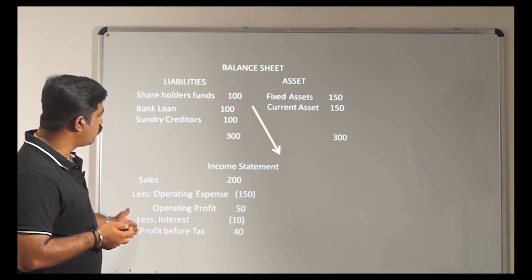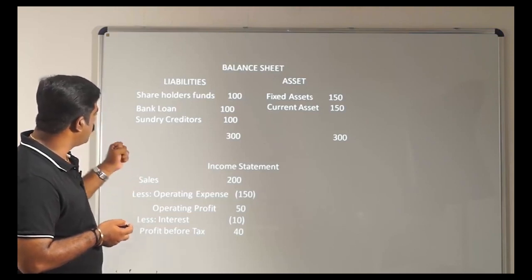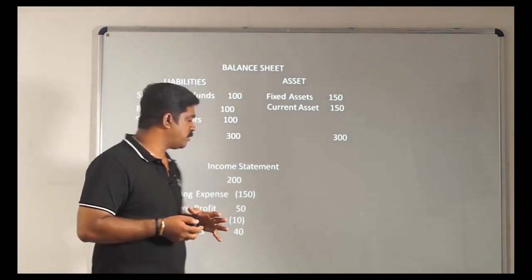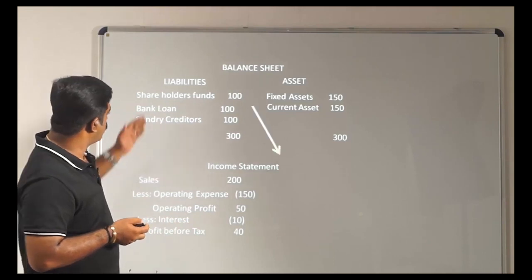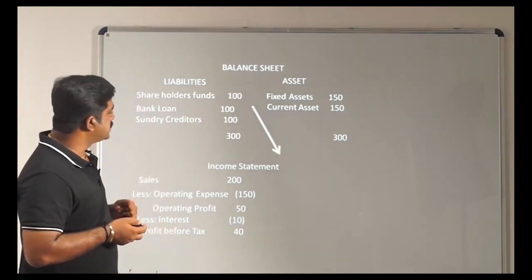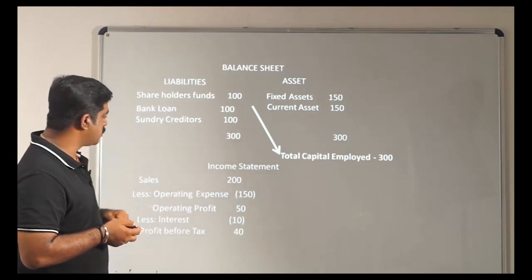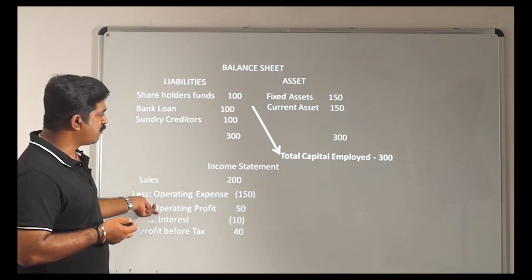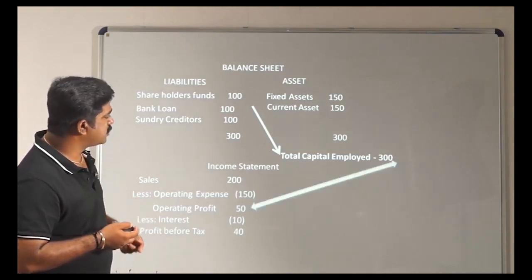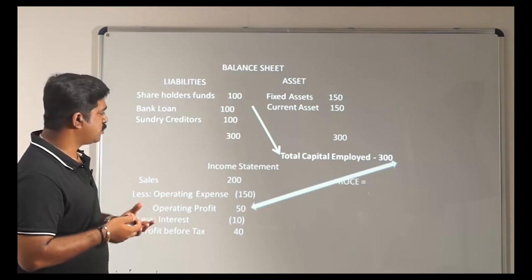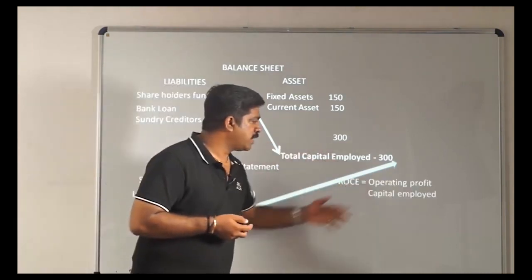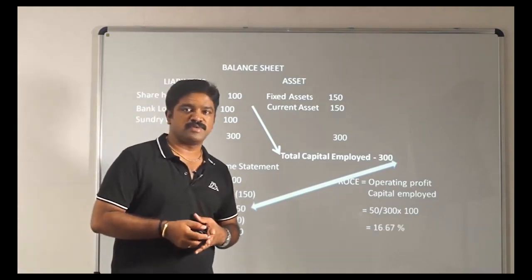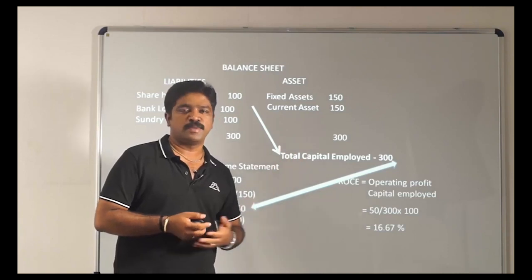Now if you want to find out the return on capital employed, you have to compare the operating profit with the total capital employed. So what is the total capital employed? If I add the three, it is my total capital employed, which is 300. And where is my operating profit? Here I have my operating profit, which is 50. So if I compare these two, operating profit with the total capital employed, I get return on capital employed, which is operating profit by capital employed, 50 by 300, so I get 16.67%. So that's how we find return on capital employed.